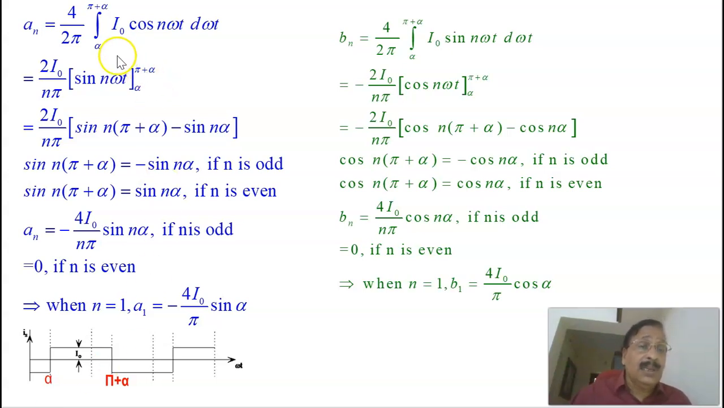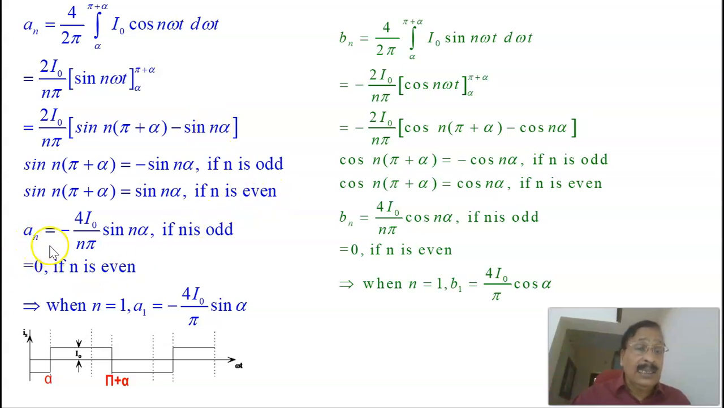Now, the derivation of this equation. an can be derived as an equal to 4 by 2 pi integral alpha to pi plus alpha I naught cos n omega t d omega t, which is equal to 2 I naught divided by n pi into sin n omega t evaluated from alpha to pi plus alpha, or 2 I naught divided by n pi times sin n(pi plus alpha) minus sin n alpha. Here sin n(pi plus alpha) equals minus sin n alpha when n is odd, and sin n(pi plus alpha) equals sin n alpha if n is even.